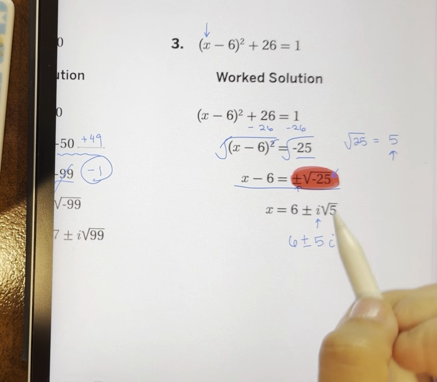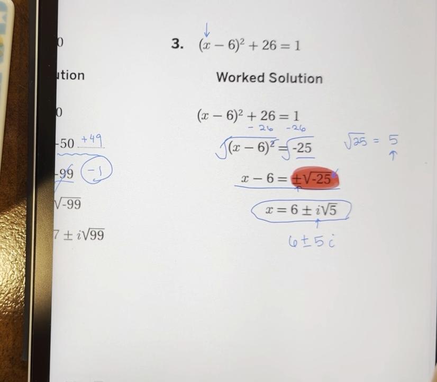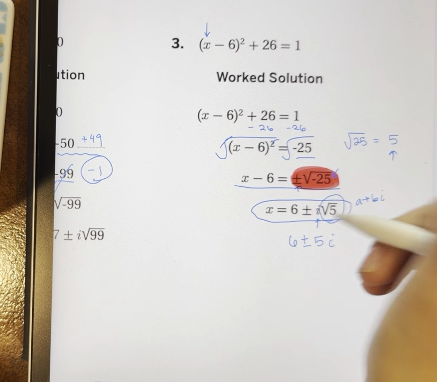Now, you may say they didn't write their answer in a plus bi form, and you'd be right. That is another error, I would argue, but Desmos doesn't seem to think that's an error. They like writing it that way. I do not. So kudos if that's what you're thinking, but the bigger error is this right here. Okay.